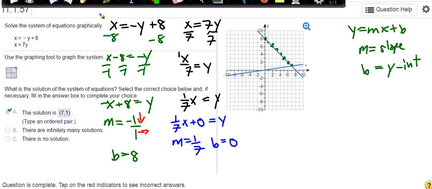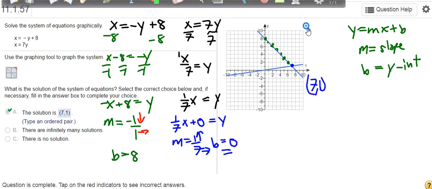On my other graph, I'm going to start at 0, up 1, and over 7. So up 1 and right 7. So up 1 and over to 7. So I can see that my solution then is 7, 1 as a point.